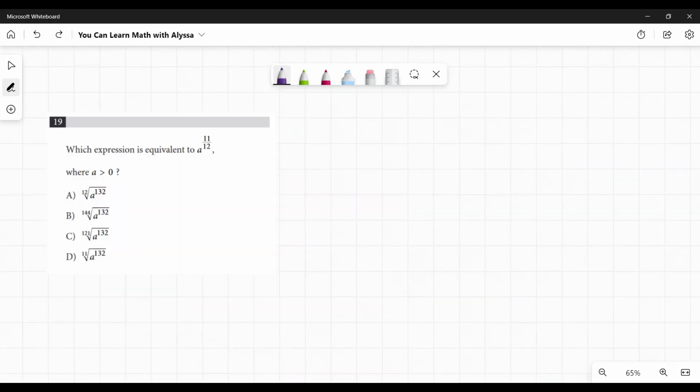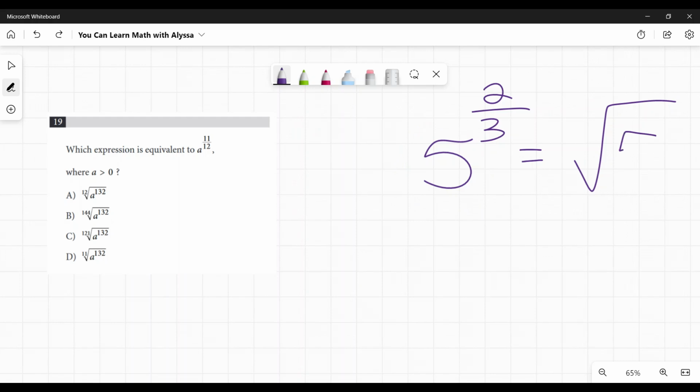Number 19, which expression is equivalent to a to the power of 11/12, where a is greater than 0? They're testing your knowledge of exponent rules here. So they have a fractional exponent. How fractional exponents work is like this. If I have 5 to the power of 2/3, it is the same as, I make a little root sign, this 5 goes under here, the 2 becomes the power, and the 3 becomes the root. 5 to the power of 2/3 is the same as the cube root of 5 squared. That pattern is how you can switch back and forth.